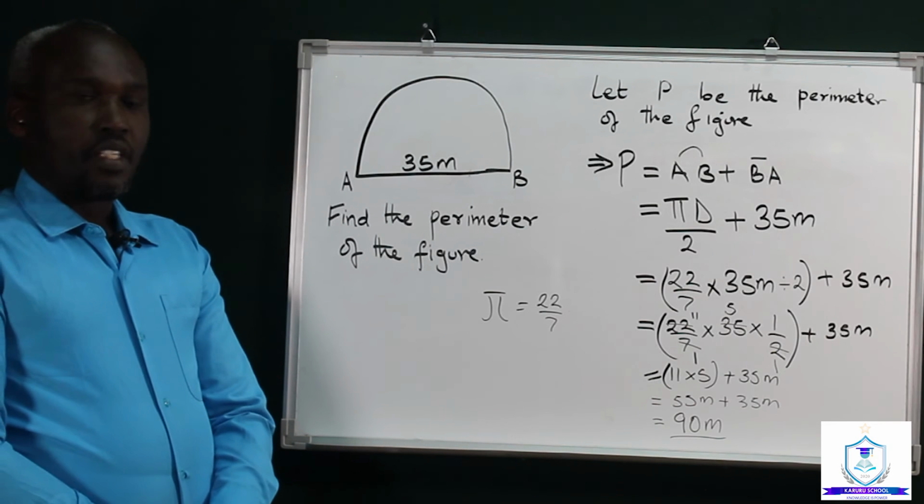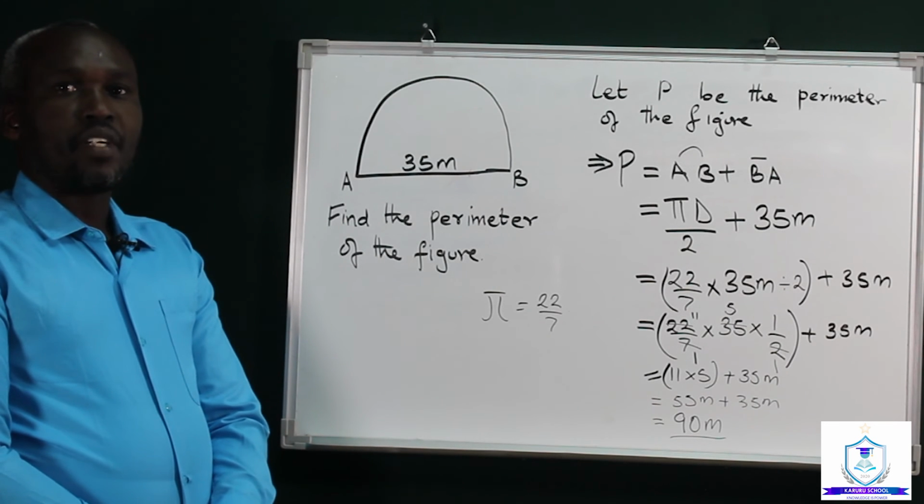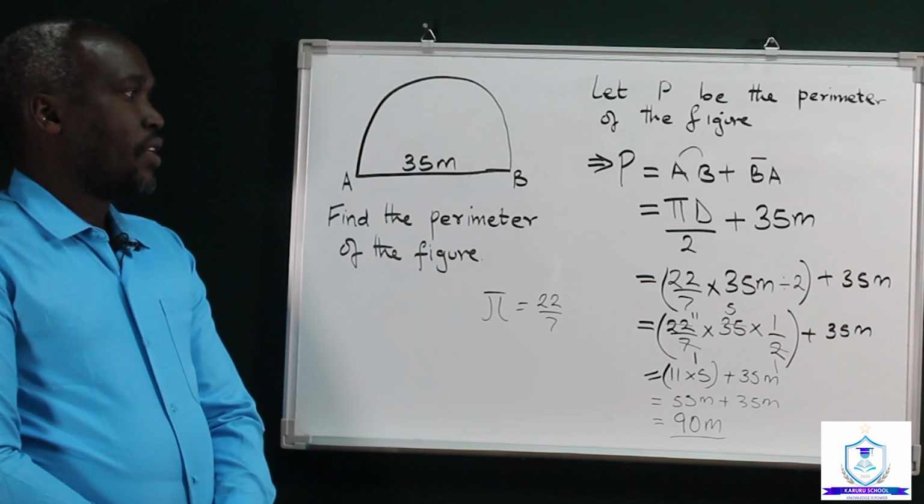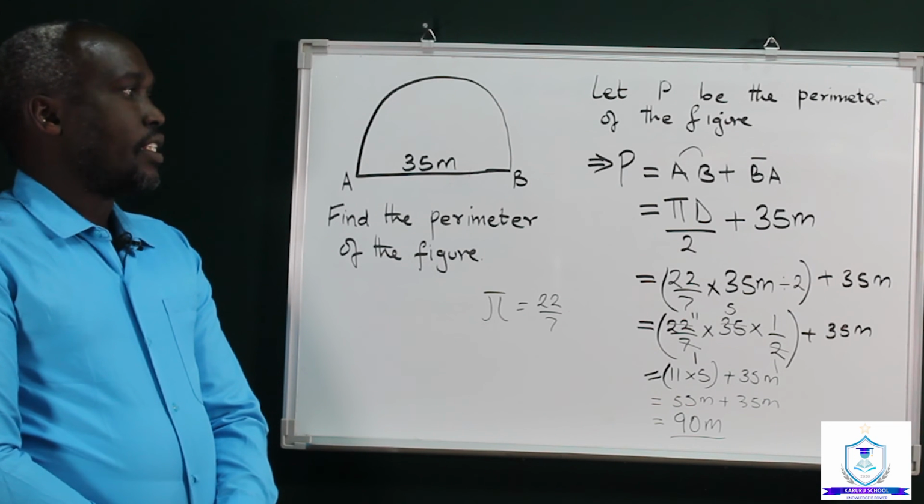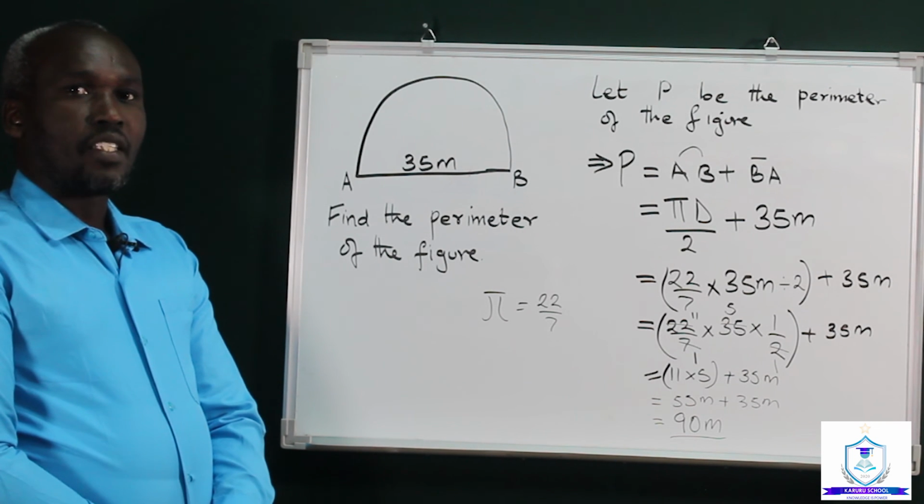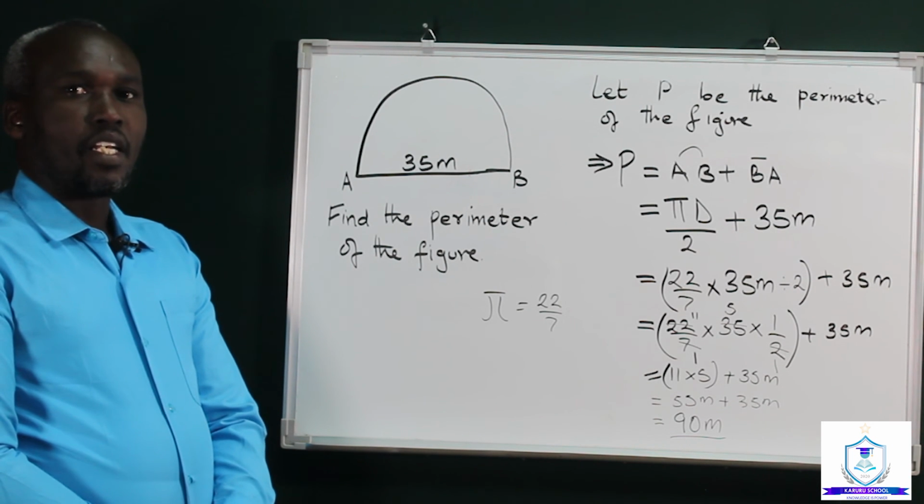So in today's presentation, we looked at how to find the perimeter of a semicircle, and we have used 2 formulas to calculate that perimeter. One is the formula for finding the circumference of a semicircle, and we have added to it the diameter to get the perimeter.